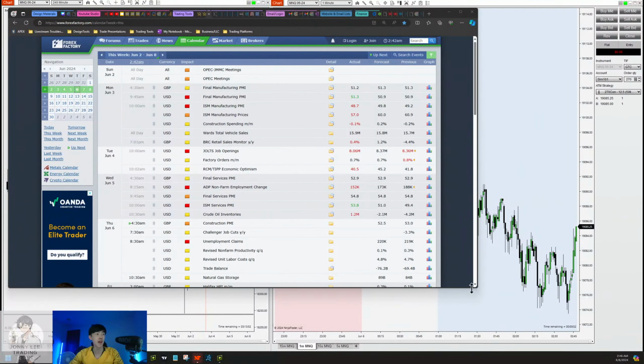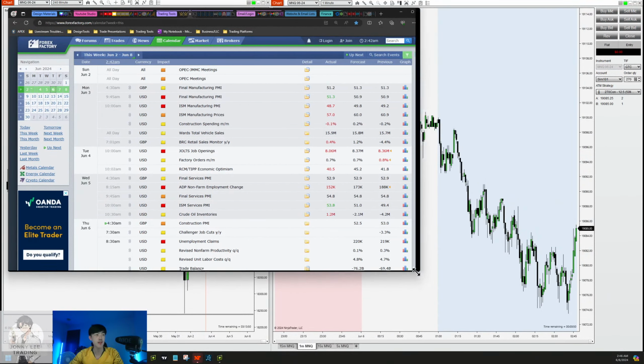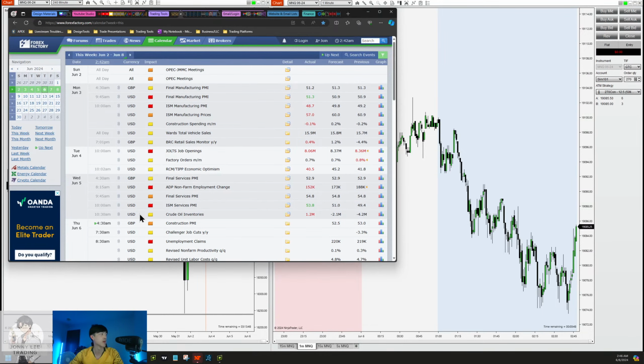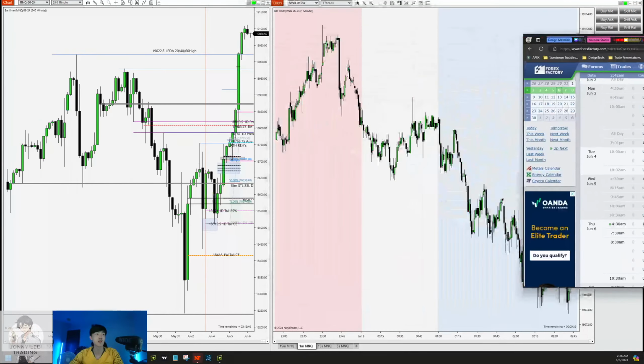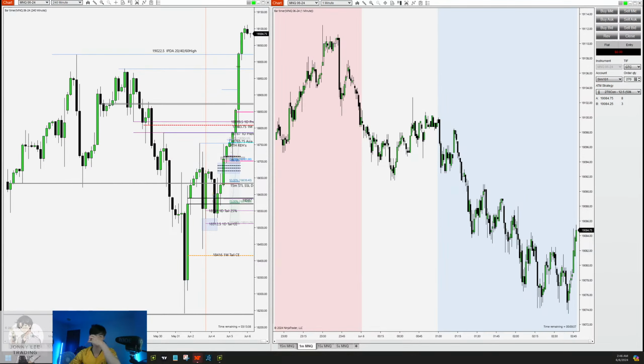Yeah, we're up. And actually, I see a potential play right now, but we have British Construction PMI at 4:30 a.m. So it's in a couple of hours. We're gonna see if that turns into anything here. That's the only thing on the economic calendar I want to take a look at here.